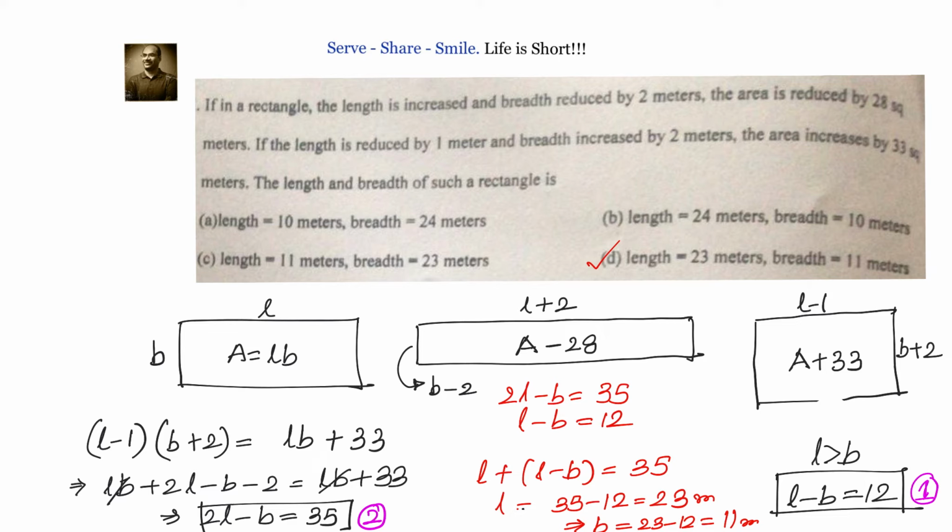Let's have a recap of this problem. We have been given that in a rectangle, if the length is increased and breadth is reduced by 2 meters, then the area becomes original area minus 28. In the second scenario, if the length is reduced by 1 meter and breadth is increased by 2 meters, area increases by 33 square meters. If the original area is capital A, then the area will become A plus 33. We have to find out the length and breadth.